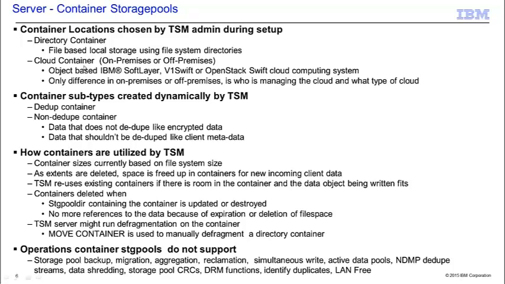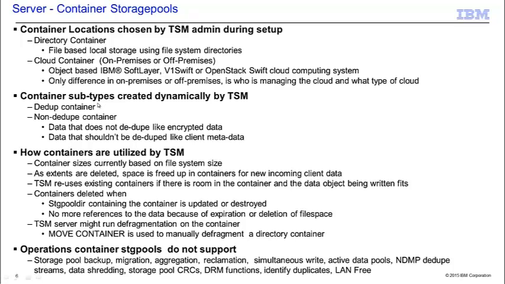And the only difference when you go to choose them, if you want to do an on-premises versus an off-premises, is basically who's managing that cloud. So if it's an in-house cloud, we consider that on-premise, versus a third-party cloud, we'd consider an off-premise. And we currently support SoftLayer, V1 Swift, and OpenStack Swift cloud computing systems.